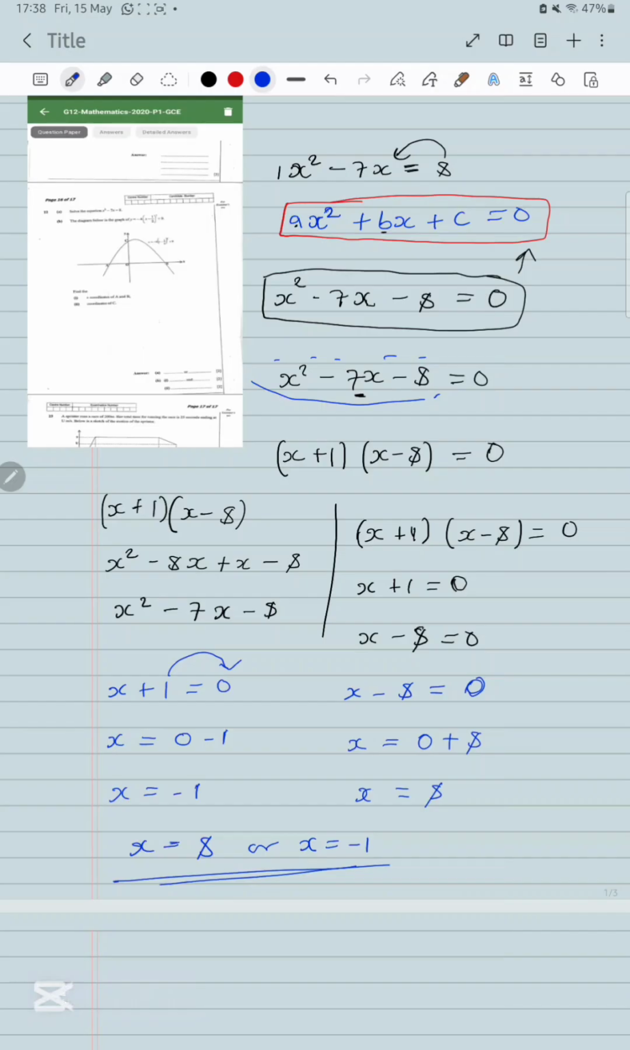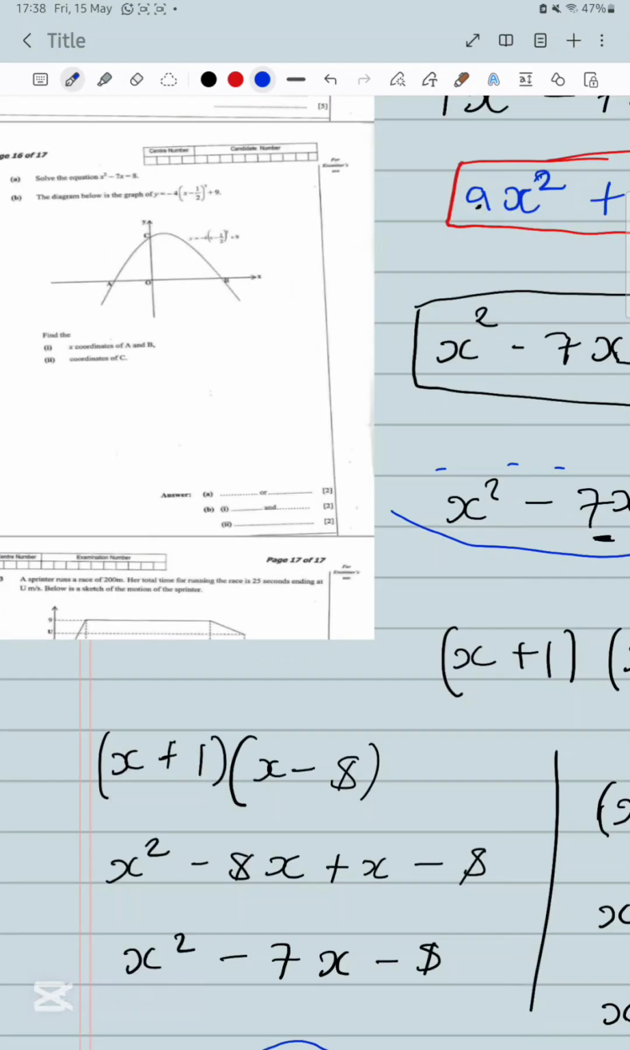Question 2, which involves the graph. The question reads, question B, 16 of 17. The diagram below is a graph of y equal to negative 4 open x minus 1 over 2 close squared plus 9. We have this graph, with positions A, C, and B, and the center there.